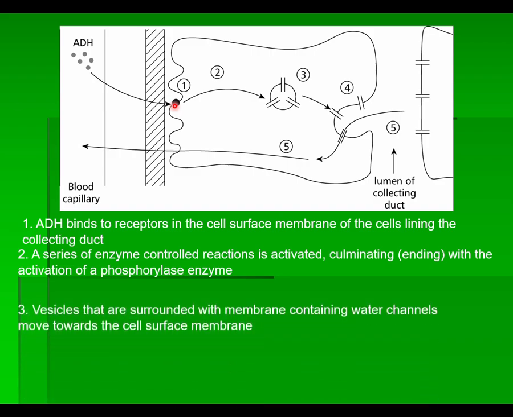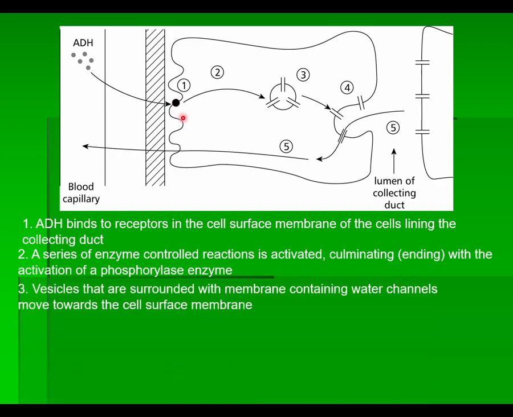That causes vesicles, these aquaporins, to move to this side of the cell and to fuse with the membrane, because remember they're vesicles, so they're also made of membrane. They fuse with the membrane over here, and now we have lots more water channels in this side of the cell. So they fuse with the cell surface membrane.